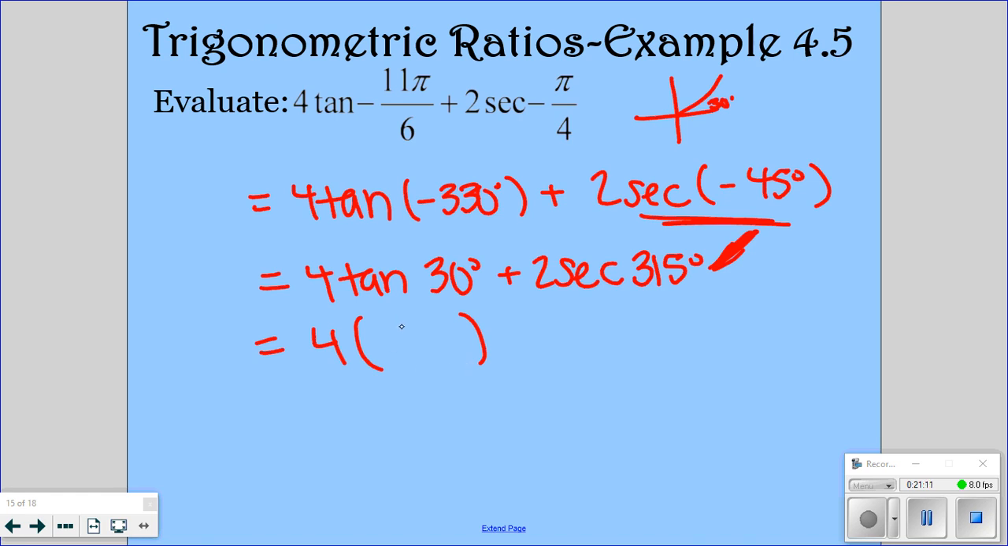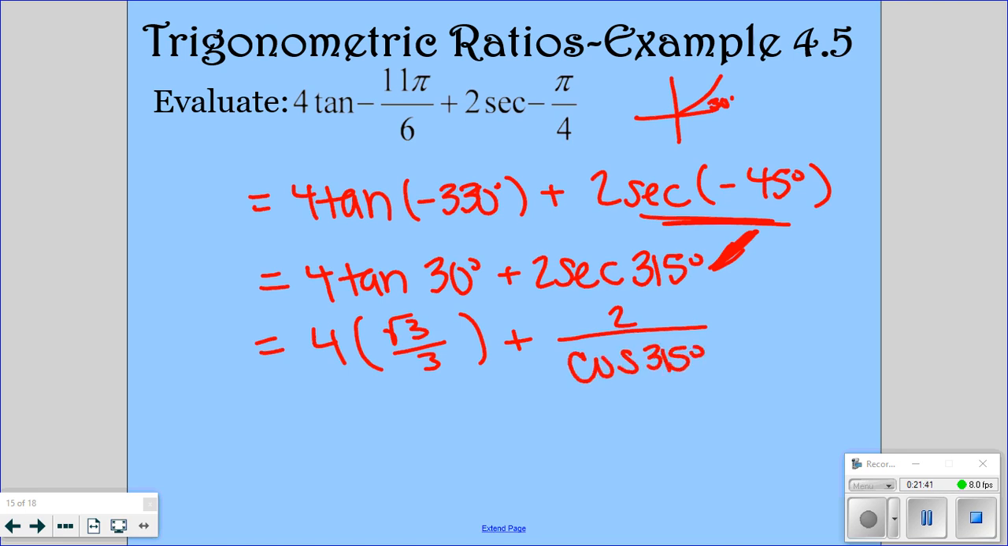Some of you may be saying 1 over square root of 3. Some of you may be saying square root of 3 over 3, depending on which one you memorized. Either one of them is acceptable. I go ahead and put it there because I want it to be rationalized. But 1 over square root of 3 would be just as accurate for the time being right here. For this next one, I don't know secant as well, but I know cosine.